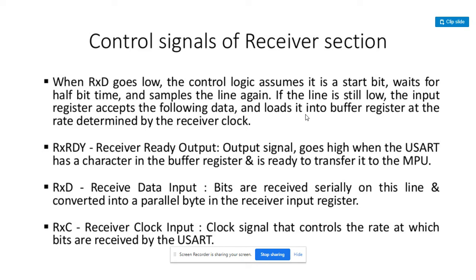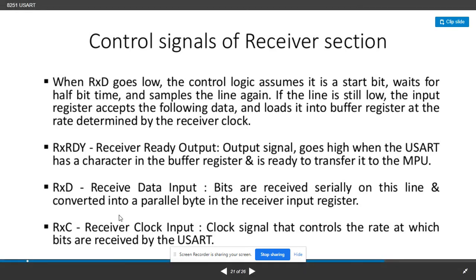The receive ready is an output signal that goes high when the USART has a character in the buffer register and is ready to transmit it to the microprocessor. Receive data is a data input signal, and bits are received serially on this line and converted into a parallel byte in the receiver input register. There is one more signal, the receive clock input signal. This is the clock signal that controls the rate at which the bits are received by the USART.